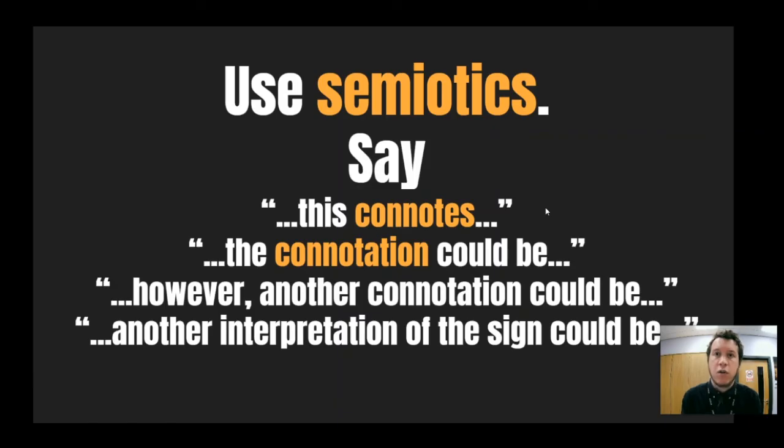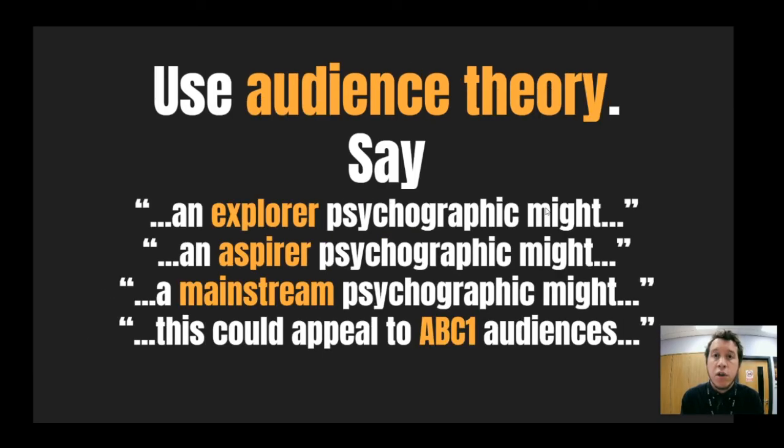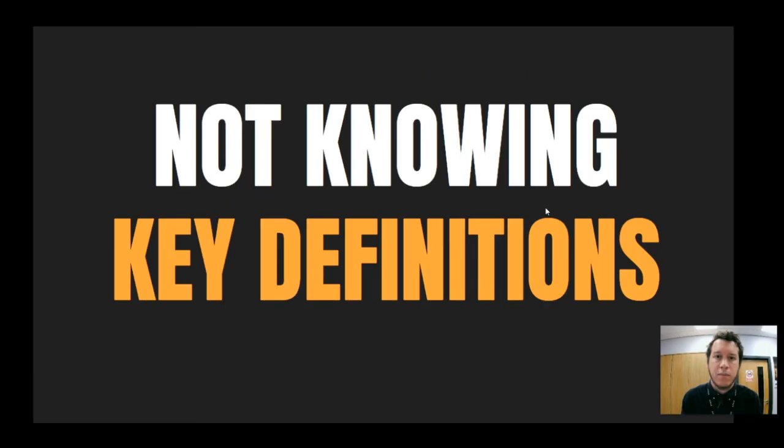Semiotics, you could say this connotes or this has connotations of. But if you've got a sign that has multiple meanings, polysemy, then you might be able to say another connotation could be, or another interpretation of this could be. Use audience theory to evaluate. An explorer might think this, however, an aspirer might interpret this text differently. A mainstream psychographic could look at this text from this point of view, and this could appeal to ABC1 audience members in this way. So use audience theory to evaluate the text as well.